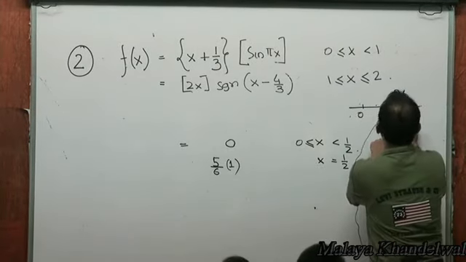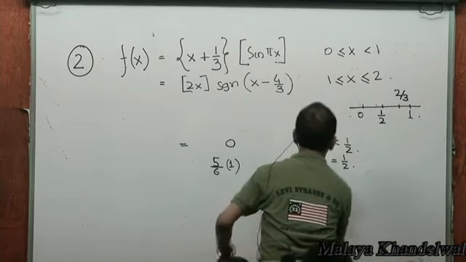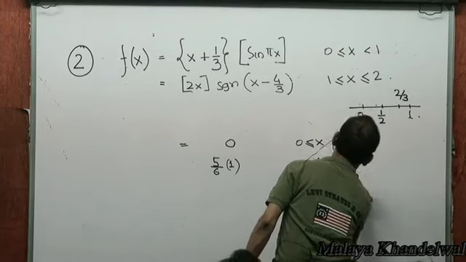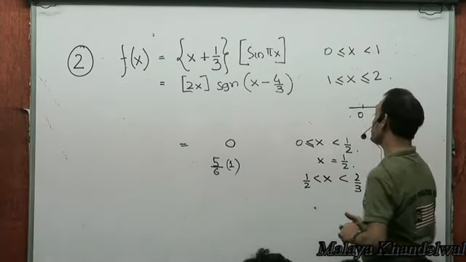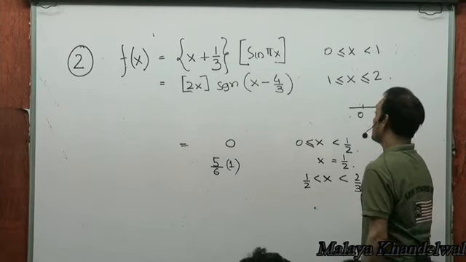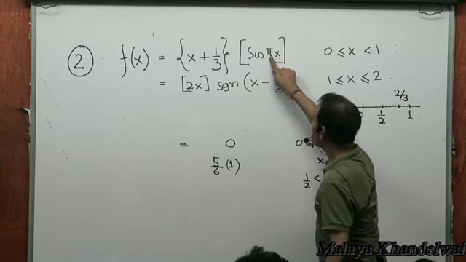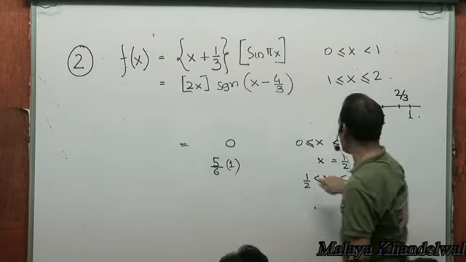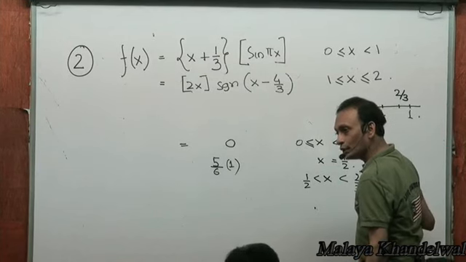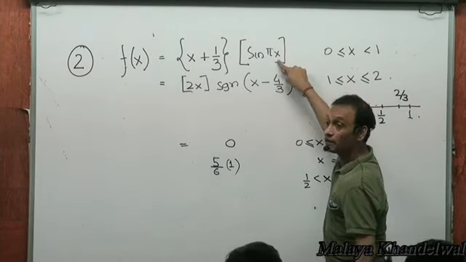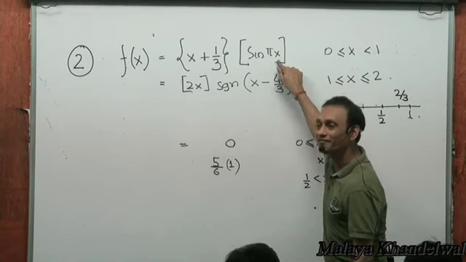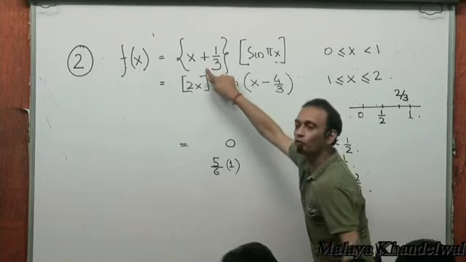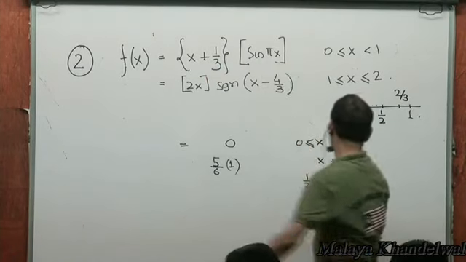Now, then half to 2/3. Now, see, this will be greater than pi by 2 but less than 2 pi by 3. Yes or no? Pi x will be greater than pi by 2 but less than 2 pi by 3. Second quadrant. In the second quadrant, sine theta lies between 0 and 1. So box of sine theta will be 0. Then don't care about this.